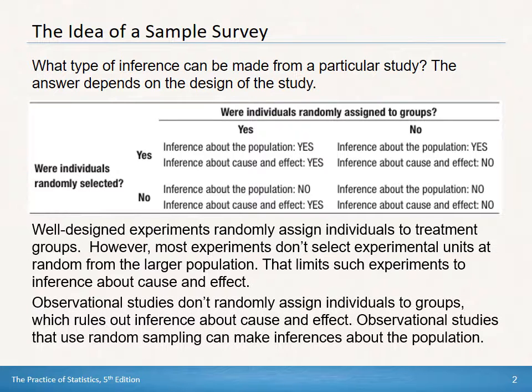Observational studies don't randomly assign individuals to groups, and they don't use random sampling, which is why we don't really want to use them all that often. So we don't have a random sample of people, we don't have a random assignment, so they basically answer no and no to both. They would fall in our table to the bottom right-hand corner, where we cannot make inferences about the population, and we cannot make inferences about cause and effect.